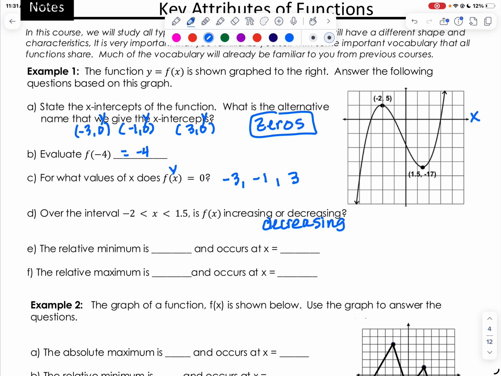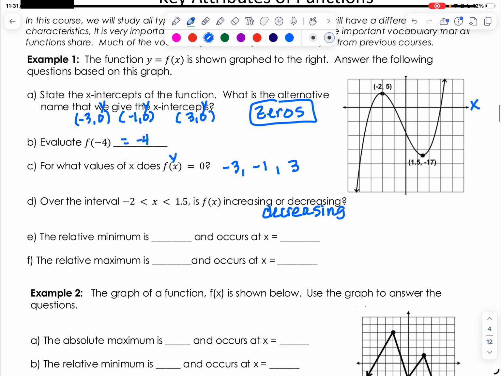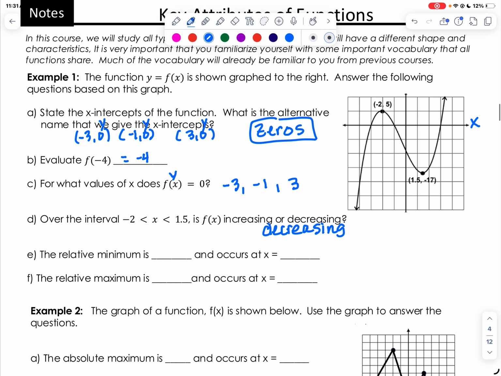All right, what is the relative minimum of this graph? We can't find the absolute minimum because it continues downward to negative infinity. But we do have a relative minimum that occurs right here. The relative minimum is -17, and it occurs at x equals 1.5. The relative maximum is right up here, and it is 5, and it occurs at x equals -2.